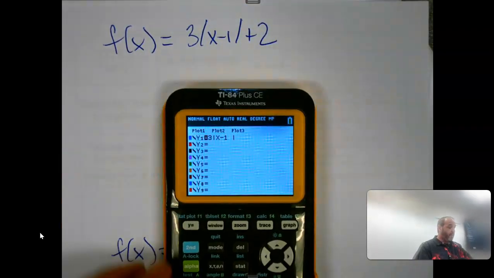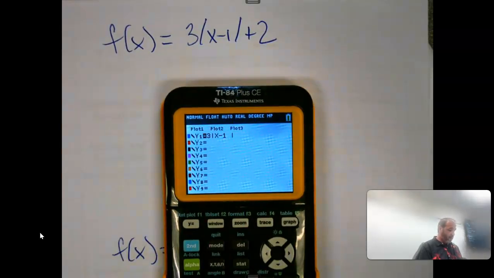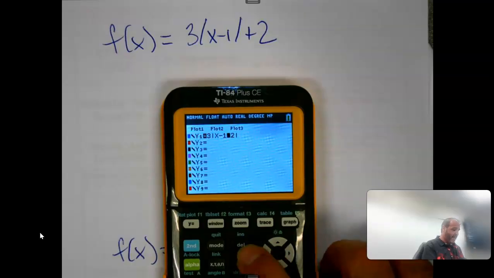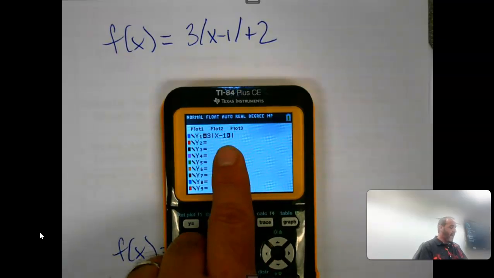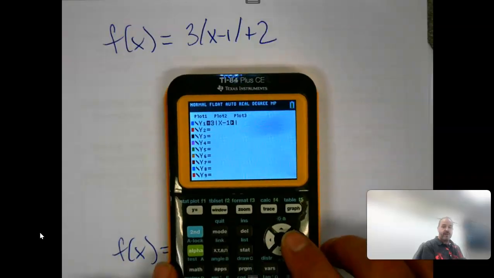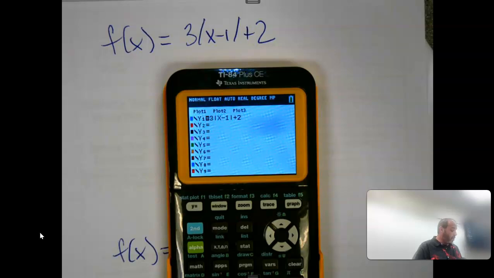Now, the +2 is on the outside. If I do +2 right now, that's bad. Okay, don't like that. Delete. The calculator's telling me what to do. Hey, you want out of here? Hit the right button. So we do. And +2. We're ready to go.